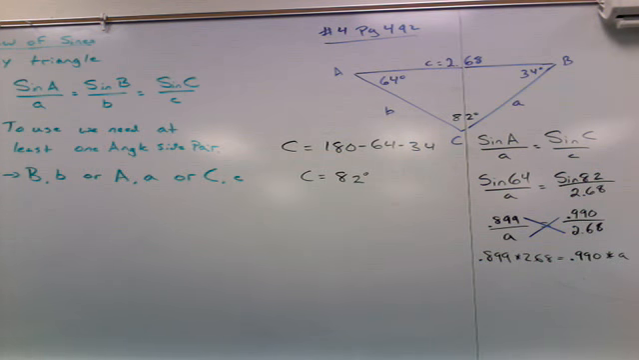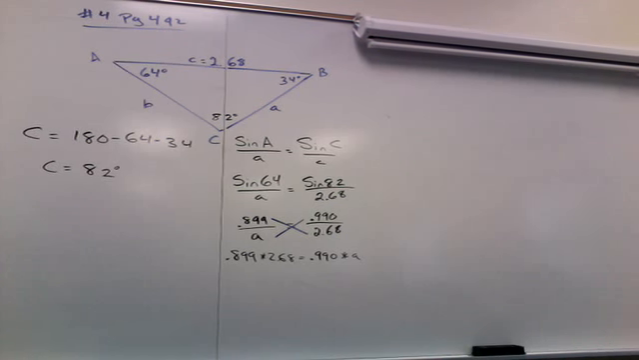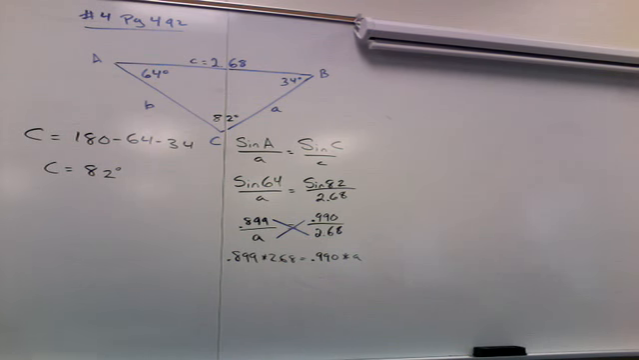All right. So 0.899 times 2.68 equals 0.990 times A. Coolest mathematical operation ever, in my opinion. But I'm kind of nerdy. Okay. So 0.899 times 2.68. What does that equal?